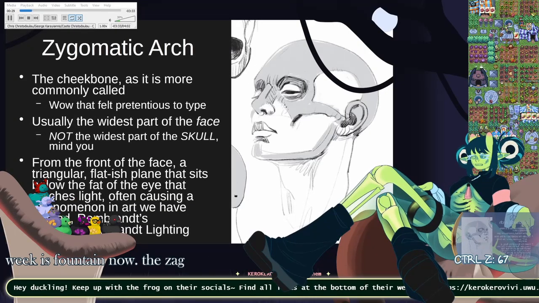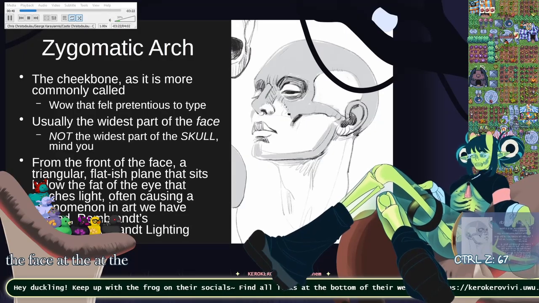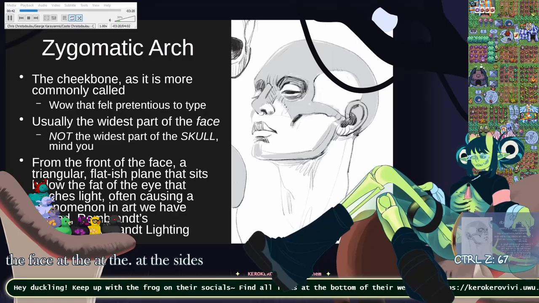The zygomatic arch is the cheekbone, as it is more commonly called. It's usually the widest part of the face at the sides. Usually, right? Not always, but it's the widest part of the face. But it's not the widest part of the skull. From the front of the face, it usually presents as a triangular, flat-ish plane that sits right below the fat of your eye and right next to the nose, and it catches light, and it often causes this phenomenon that we call Rembrandt's lighting or Rembrandt's triangle. And what is Rembrandt's triangle?